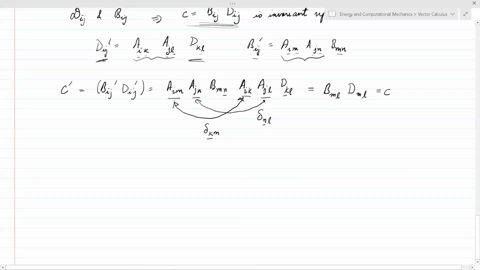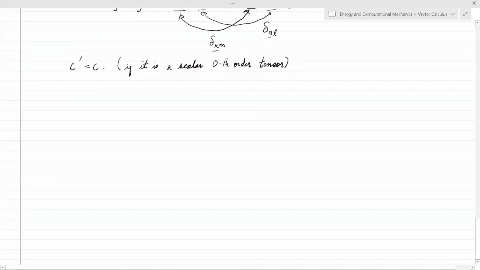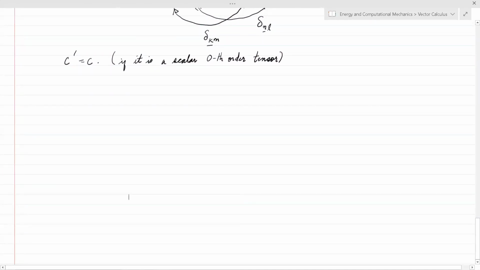So clearly, I got the same answer. This is C, isn't it? So when I transform C prime, I still got C, right? If it is a scalar, a zeroth order tensor. So let's continue now with some tensor calculus really quick.